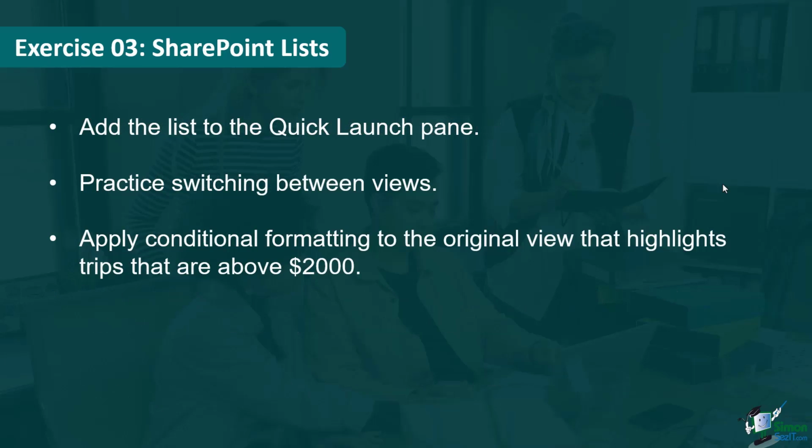I'd then like you to add that list to the quick launch pane to make it easily accessible via that navigation menu. I'd also like you to practice switching between views in your list. So make sure that you can switch between seeing all of the list items and only the list items in the filtered and sorted view. And then finally, I'd like you to apply conditional formatting to the original view that highlights trips that are above $2,000. So a few different things to do there. If you'd like to see my answer, then please keep watching.